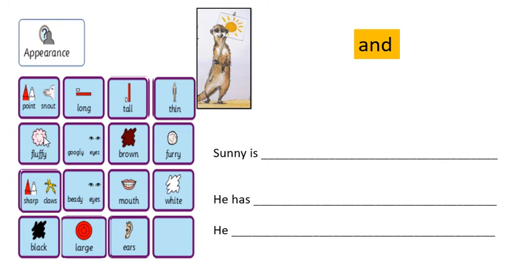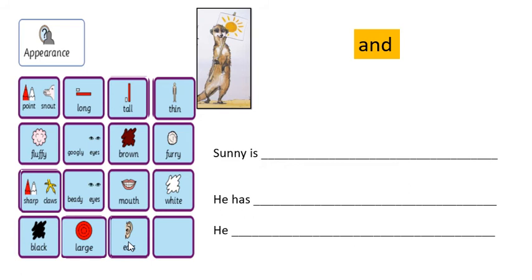He's got fur that we could say is either fluffy or we could say he's furry. He's got eyes, we could describe them as googly or beady. He's got sharp claws. Going back to his fur, it could be described as brown and white. And he's got ears, and they're quite large, so we could say that he's got large ears.